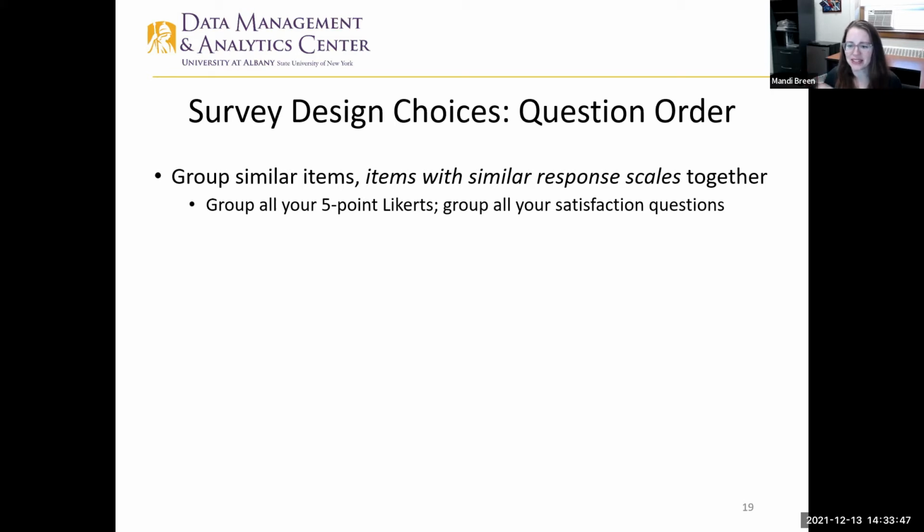I want to note that sometimes this isn't possible because you might have a validated scale that needs to be asked in a certain order, and it might go back and forth between different response options. That's okay. Definitely don't break a validated scale to follow this recommendation. This is, as possible, we recommend it.